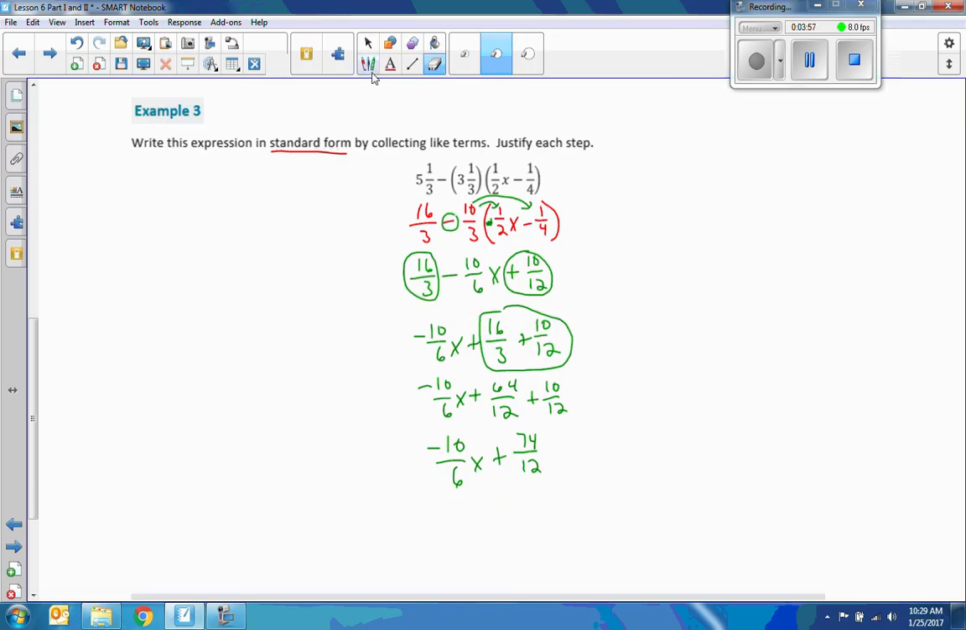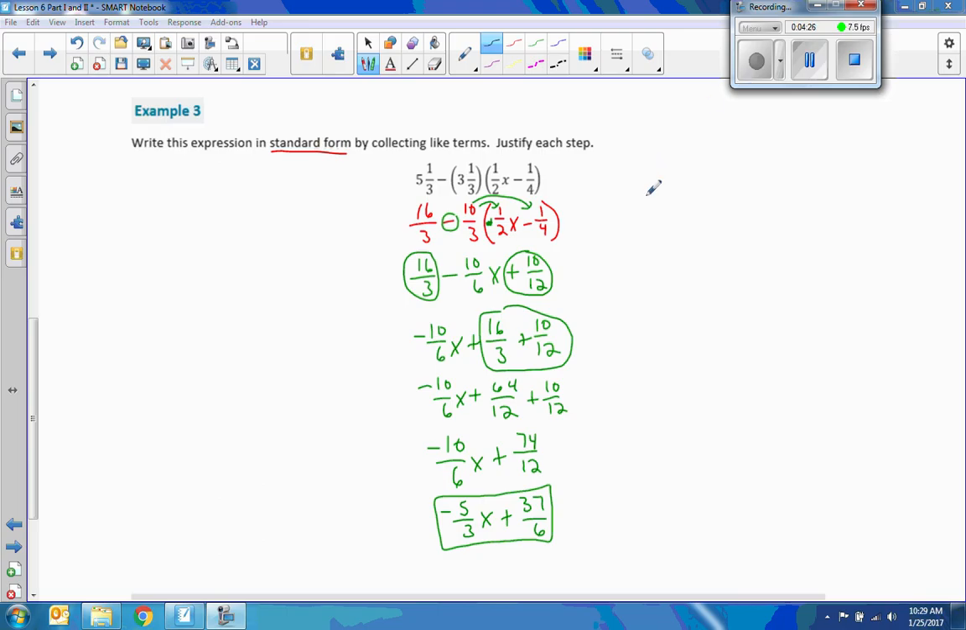So here we are. Okay, 10/6 can be reduced. Negative 5/3 x. Half of 74 is 37. Half of 12 is 6. 37 is prime. I can't go any further, so this is my final answer. Okay.